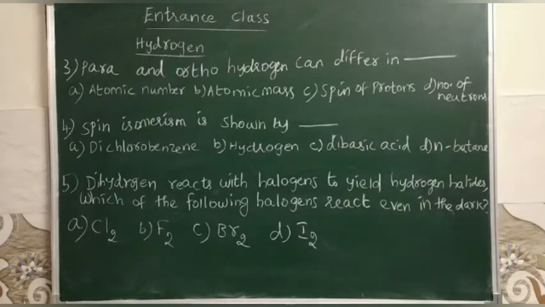So how do ortho and para hydrogen differ? They differ in the spin of protons. So which option is correct? Option C, that is spin of protons.